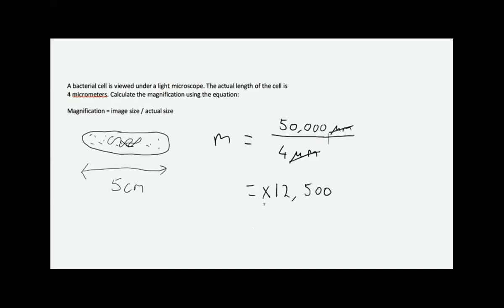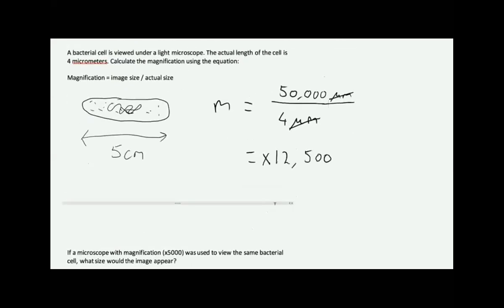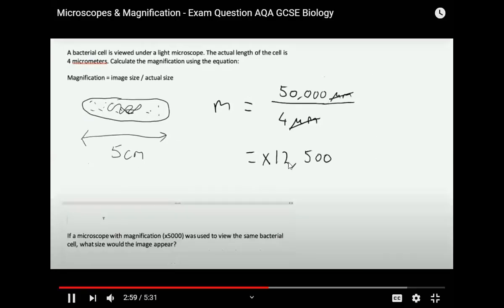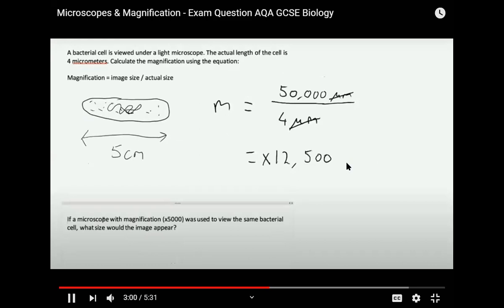It's quite a large magnification. Now, next part. It says, if a microscope with a magnification of 5,000 was used to view the same bacterial cell, what size would the image appear? Alright, now, we're going to be using the same equation, but we want to work out something slightly different. Alright, let's just raise this up so you can see it.